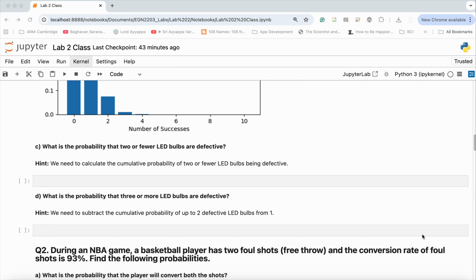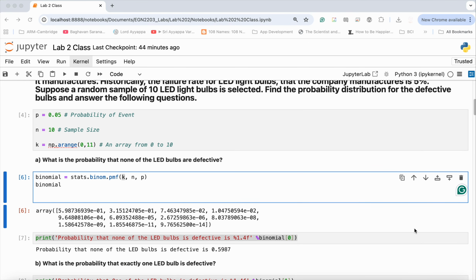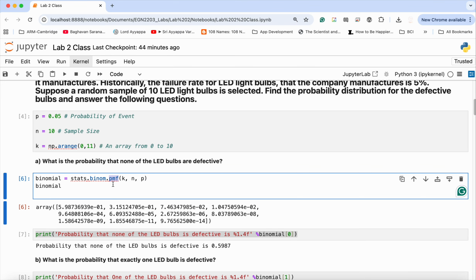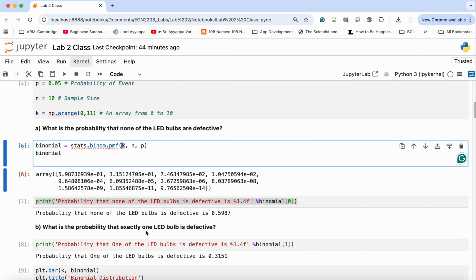So in the last few videos, we were looking at the use of the PMF function, the probability mass function, and you use this when you are interested in particular k values, k equals 0, k equals 1, and so on. If you look at question A, for example, the probability that none of the LED bulbs are defective, then we say k equals 0. Exactly one LED bulb defective, then k equals 1.